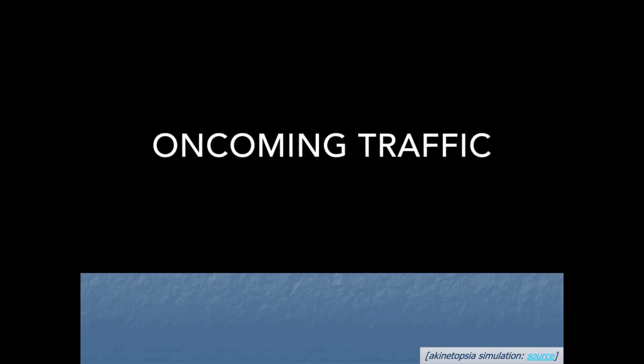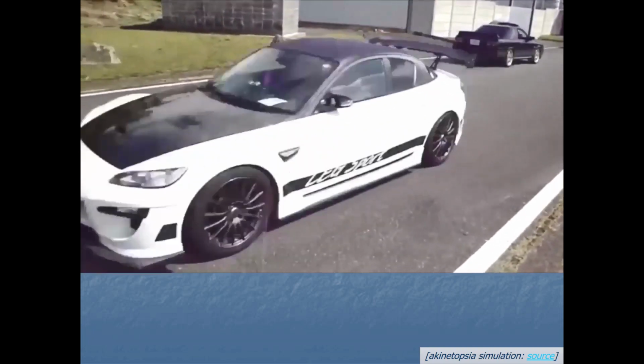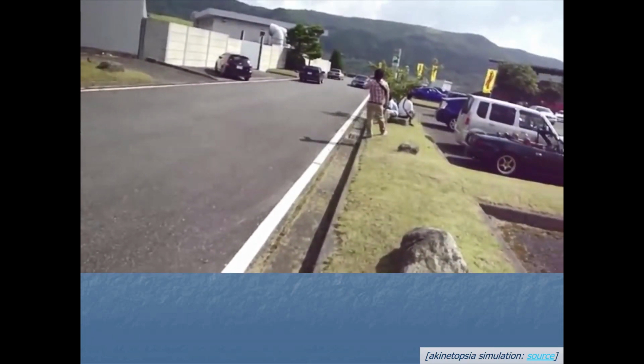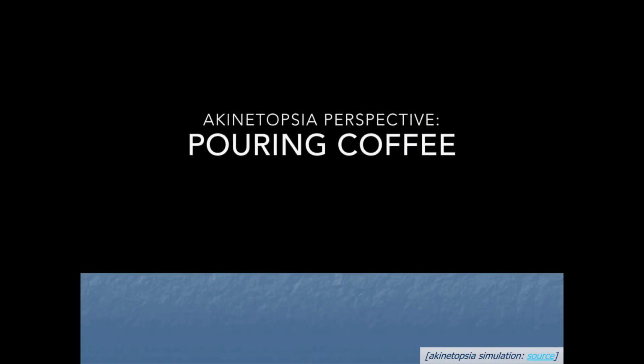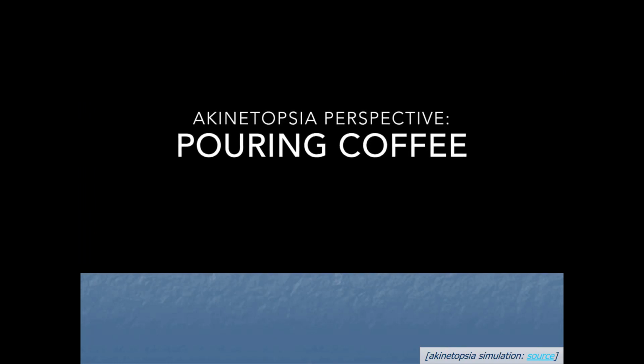So you'll see kind of normal perception of oncoming traffic. Movement. And this is what it might be for someone with echinotopsia. So they can hear the movement, but you don't really see the movement. And this says pouring coffee. They're going to show juice, but you get the idea.